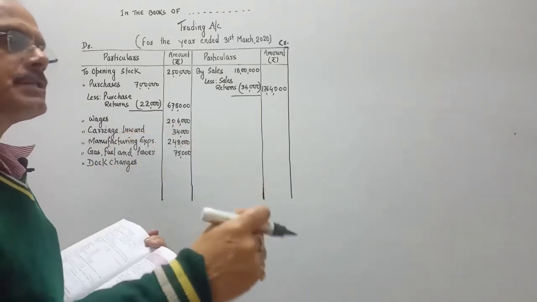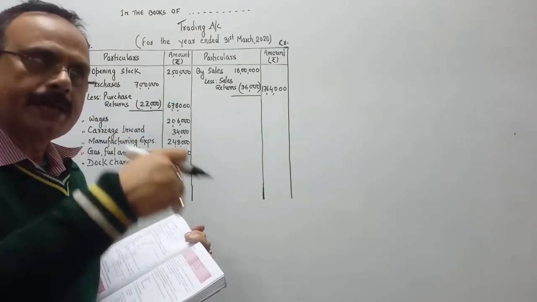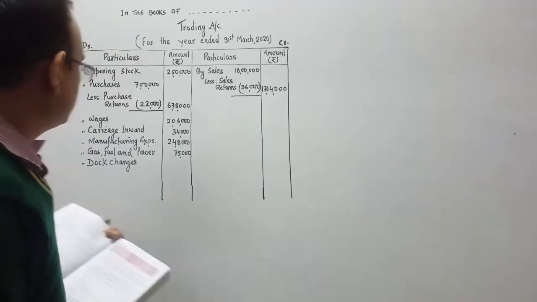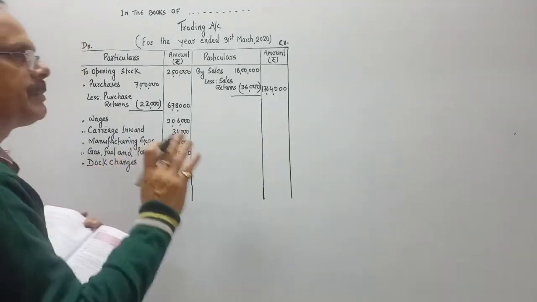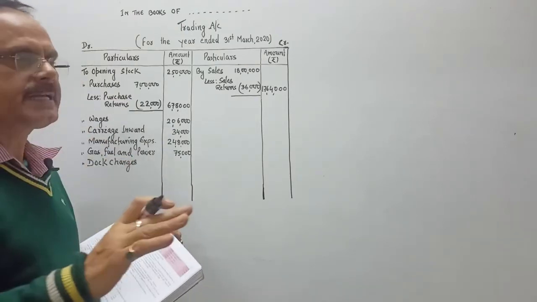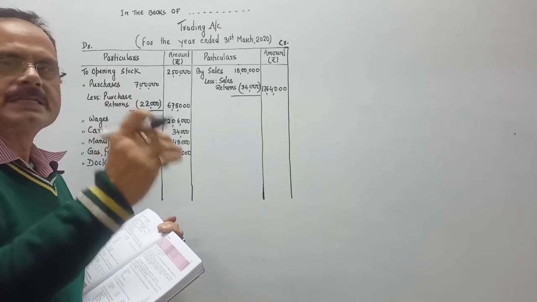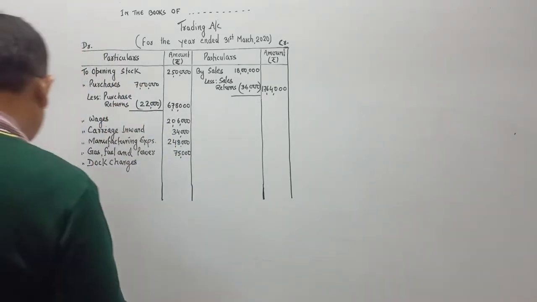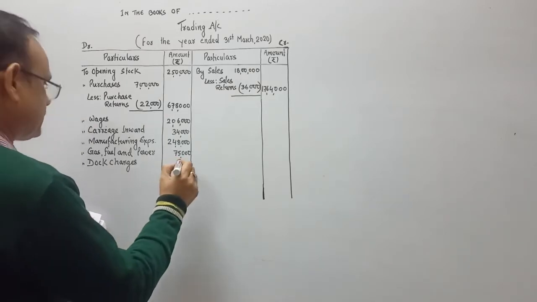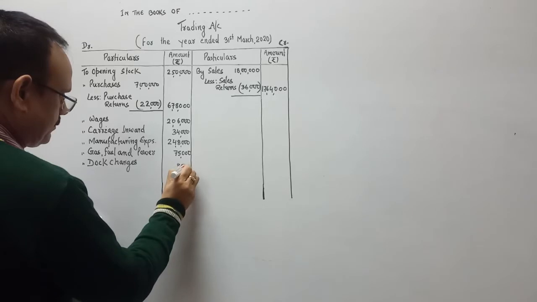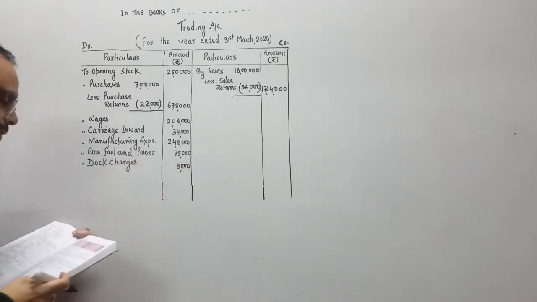But if the same dock charges are paid at the time of export of goods, then it's an indirect expense. So here only dock charges is written. It means I am considering it a direct expense, related to import of goods. So dock charges is 8,000.